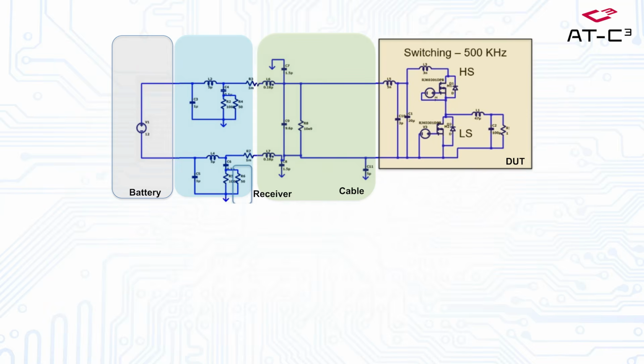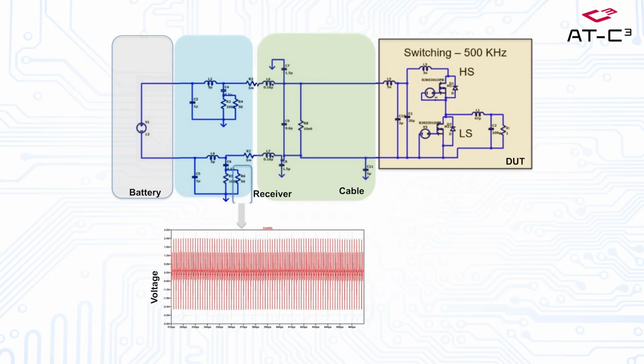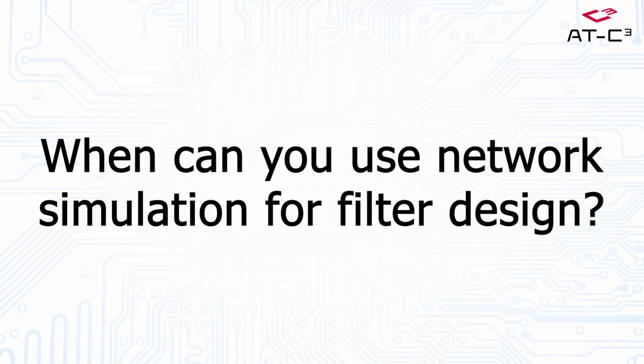The buck converter uses a switching mechanism to convert high voltage into low voltage, and hence it generates a lot of electromagnetic interference. To reduce this, we need a filter.